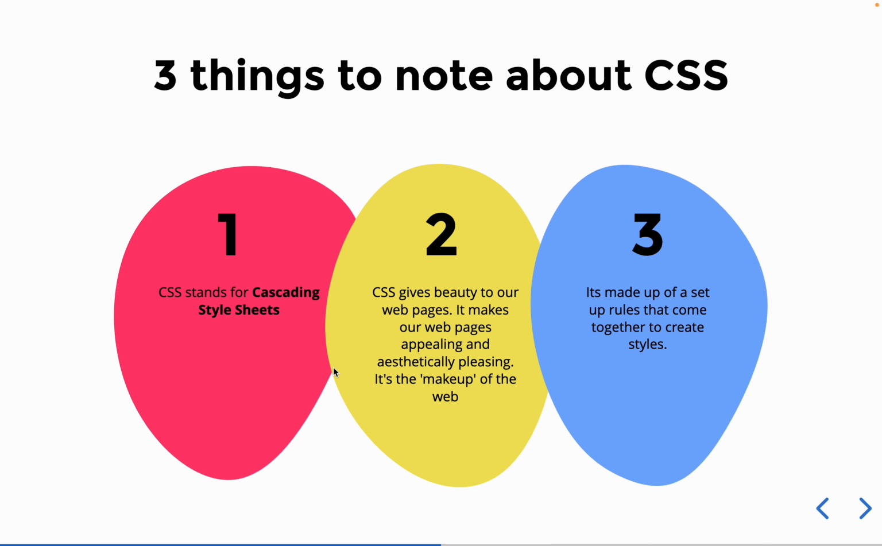And there are 3 things to note about CSS. CSS stands for Cascading Style Sheets, and CSS gives beauty to our web pages. It makes our web pages appealing and aesthetically pleasing. Like I said, it's the makeup of the web. And the third thing is that it's made up of a set of rules that come together to create styles. This is something you'll understand better on a practical basis, when we actually get our hands dirty and apply these technologies to build something. You're going to understand this third point more.